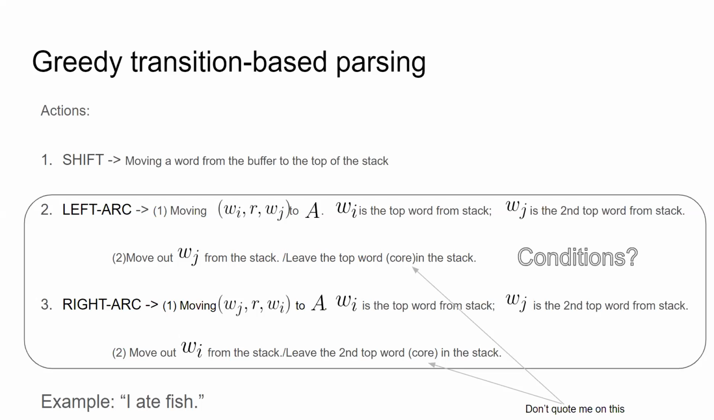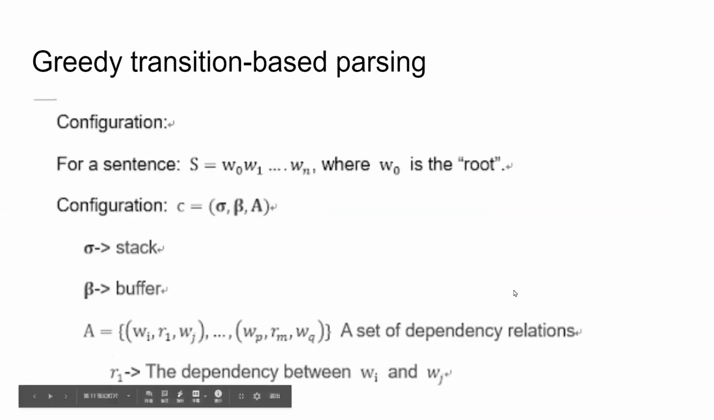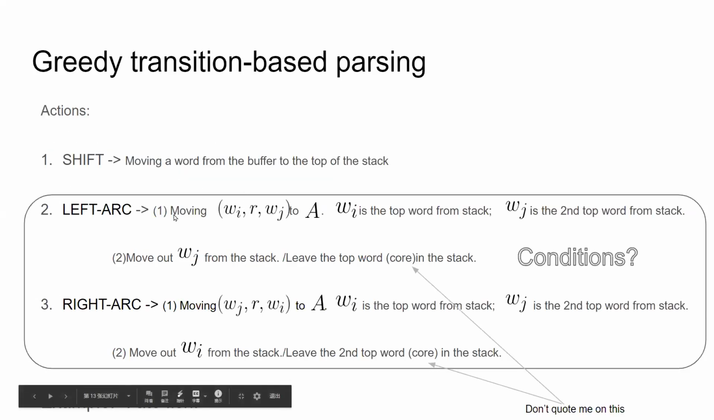So the first step of the left arc is adding a dependency arc to the set A, which is a set of dependency arcs. And the WI, the notation here, means the top word from the stack. And the WJ here means the second top word from the stack. So this combination means the second top word is dependent of the first top word, right? Remember the notation we just talked about in the slide. So this is the first step.